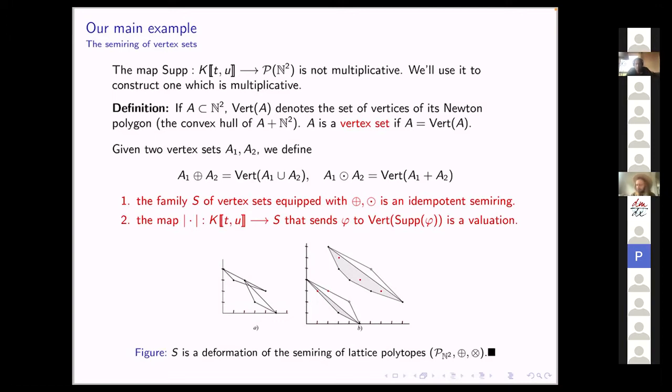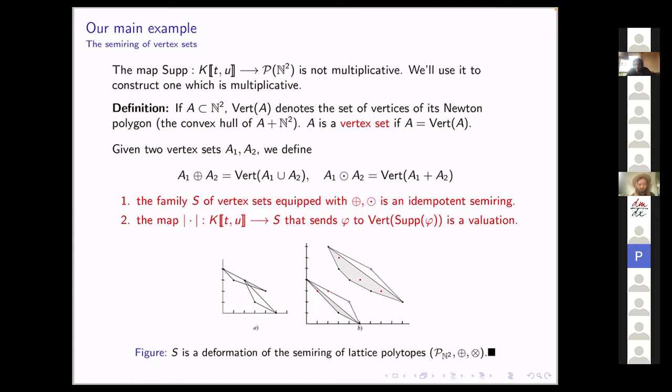This guy is not totally ordered, but fortunately for us, the resulting map of sending a power series to the vertex set of its support satisfies the product rule. So in fact, this is an evaluation, or a generalized valuation, since the semi-ring is not totally ordered. And here I am showcasing some examples of the application of these operations to some particular cases of these triangles that you can see to the left.